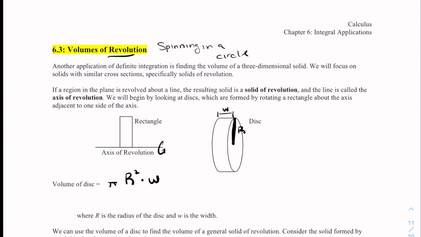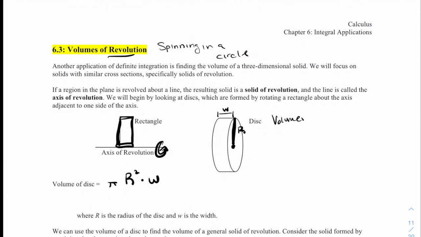We will begin by looking at disks, which are formed by rotating a rectangle about an axis adjacent to one side of the rectangle. So here's our rectangle, which in each problem we do, we're going to draw in as a representative rectangle. What we're doing is spinning it about its axis of revolution, and when you spin a rectangle around a line, you get a disk. And with a disk, what we care about is the volume.